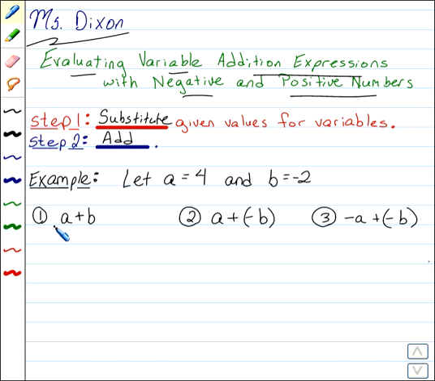For example, here for number 1 we have a plus b, and we're given that a is 4 and b is negative 2. So I'm going to substitute 4 for a and negative 2 for b.